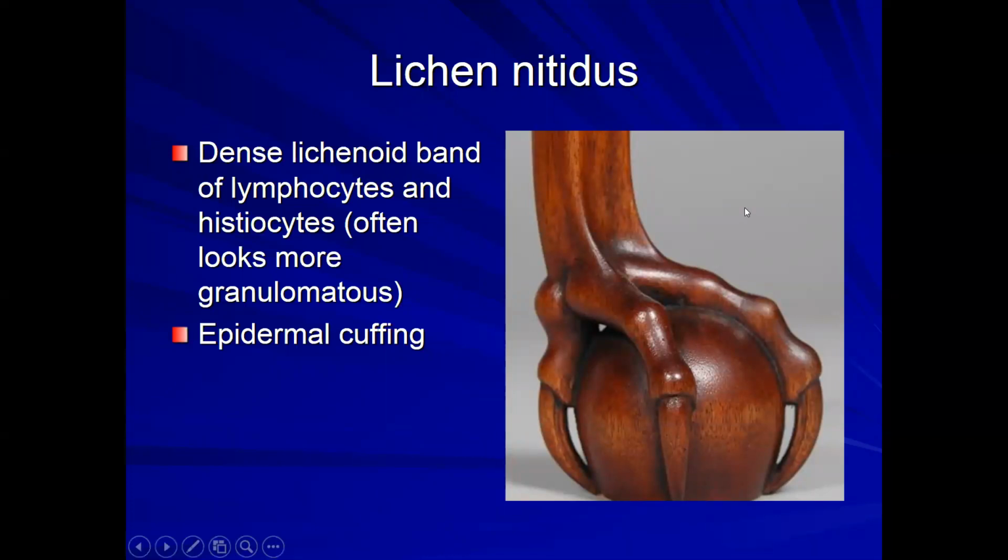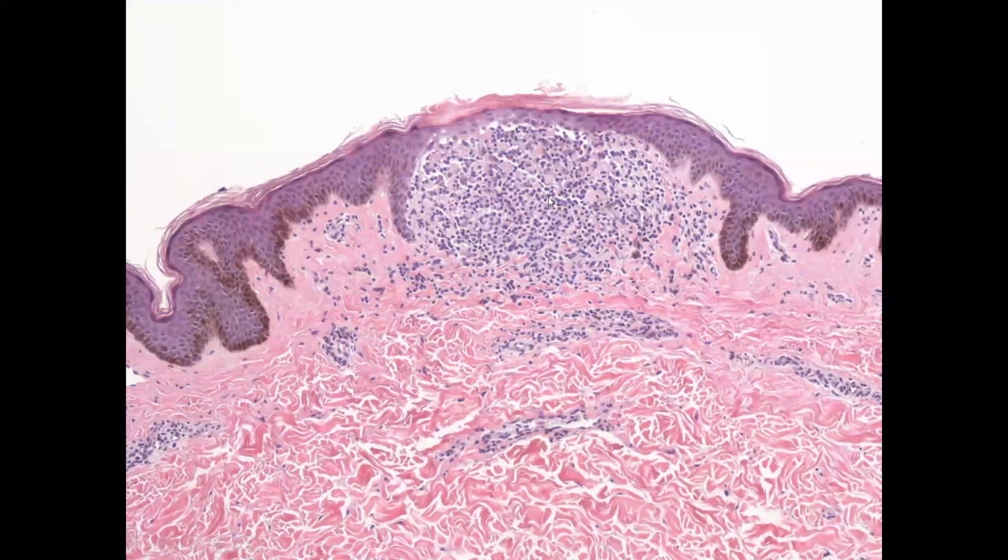All right, so other things in the dense lichenoid category. Lichenitis is also dense, but how come we can always tell we're looking at lichenitis and not lichen planus? Well, one of the big differences is that you have a significant number of histiocytes mixed in with your lymphocytes in lichenitis, making the color look different. It's got more of a purple color than the black color of the nuclei of lymphocytes. And then you also have this epidermal cuffing, the ball and claw. So looking here, you see we have a lot of these larger cells with pinkish cytoplasm, not just lymphocytes.